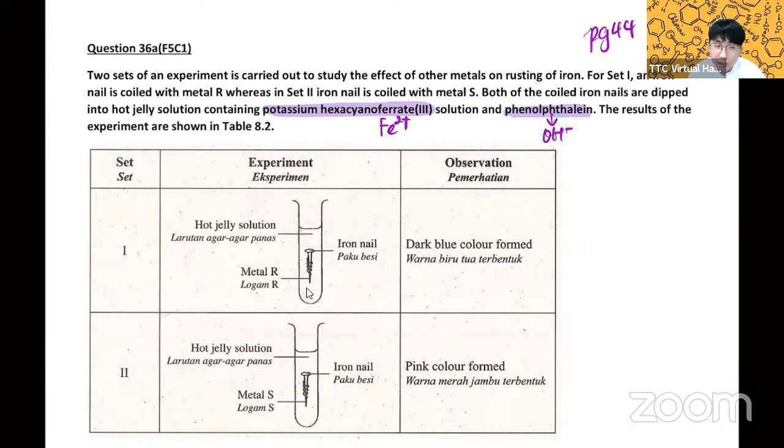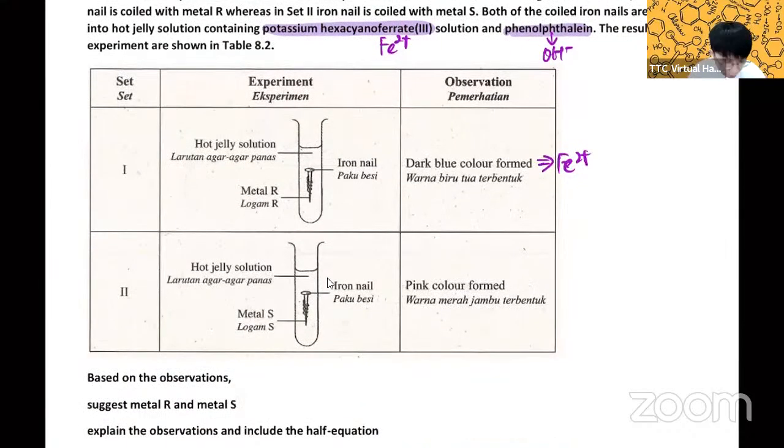So what is metal R? So when you see iron nail coiled with other metals, there's only two possibilities. Either your iron nail rusts faster, or you can protect your iron nail from rusting. So for here, you see dark blue color. The dark blue color comes from Fe2+. This proves that you have Fe2+, means that the iron nail now rusts faster. So metal R makes your iron nail rust faster. What is metal R? So metal R should be a metal that is less reactive than iron. So it can be copper, it can be silver.